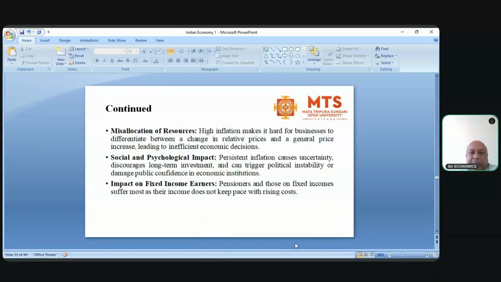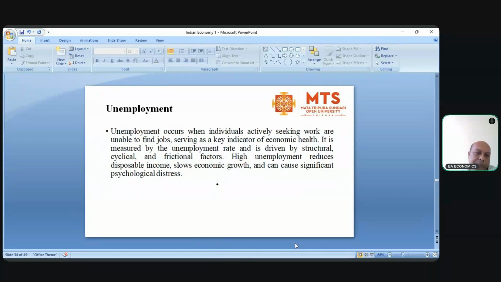At last, I said that during inflation, fixed income people are bigger losers compared to other classes of people, because they cannot purchase a similar quantity of products since their income does not increase during inflation. So fixed income or pensioner people will be bigger losers because their income does not increase but prices of basic commodities increase very rapidly during inflation.